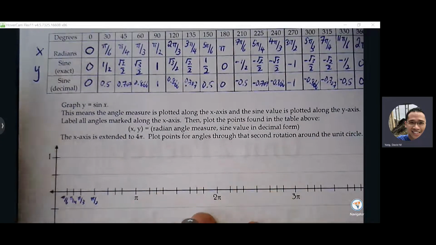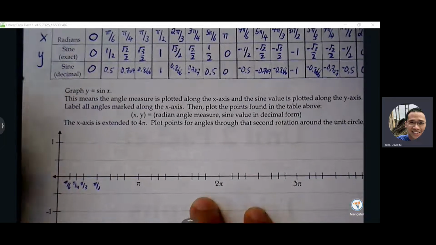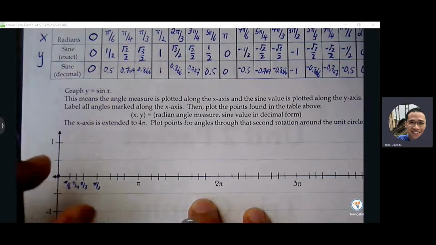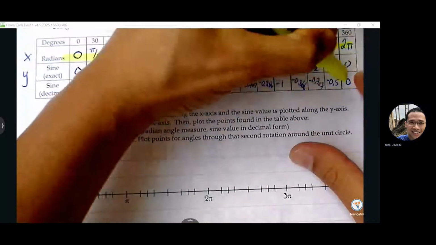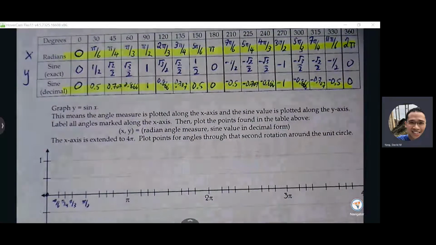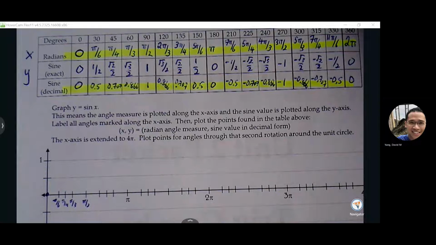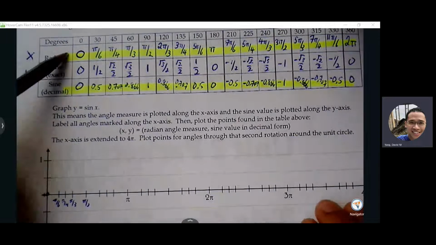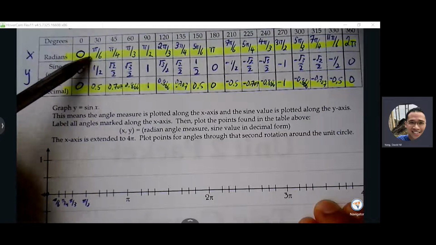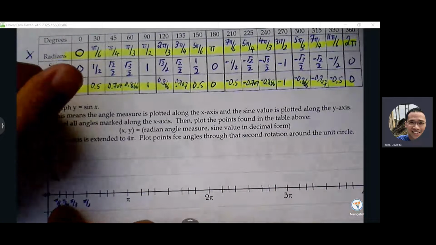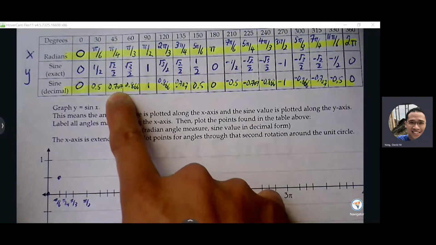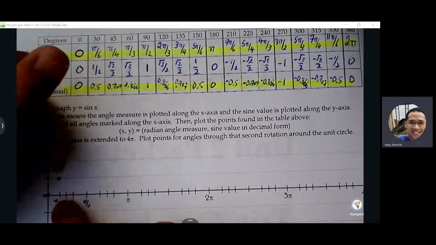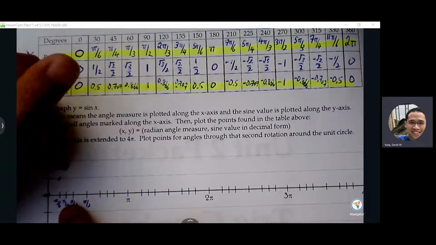These x values are already given to us, so we know we're going to start at 0, 0. Now all I'm doing is just taking these x and y values and trying to put them onto the graph. Okay, and I'll use the decimal version, easier to read. So at 0, we have a y value of 0. At pi over 6, we have a y value of 0.5. At pi over 4, 0.707. So think of 0.707 as between 0.5 and 1.